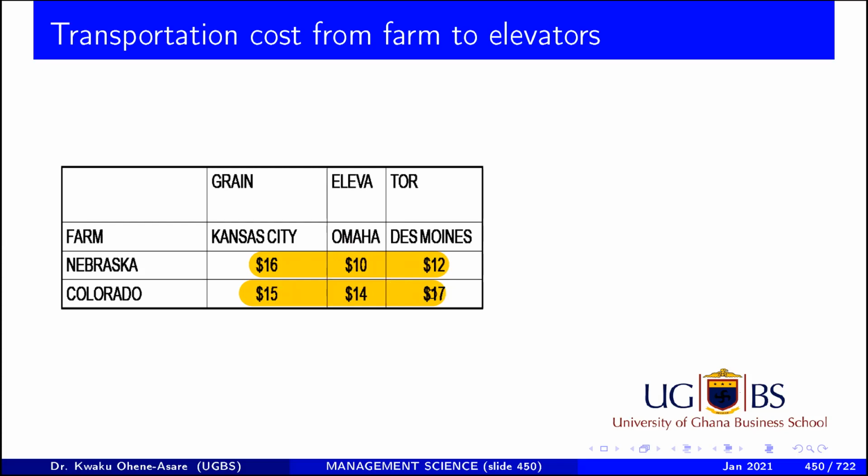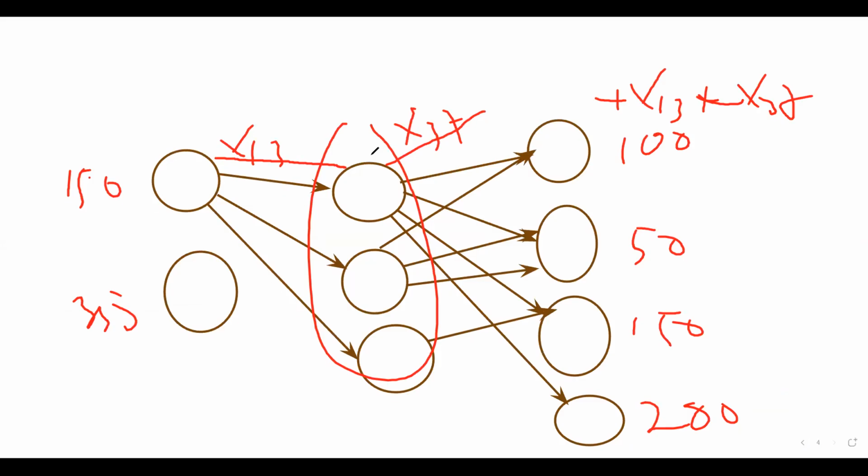So we are just adding this one to the original. So how would you have formulated it? What it means is that we are going to have Nebraska, Colorado first. Then we have Kansas City, Omaha, Des Moines second. Then we have Chicago, St. Louis, and Cincinnati third. Do you get it? So you're going to have something like this. Of course, it matches exactly what I just said.